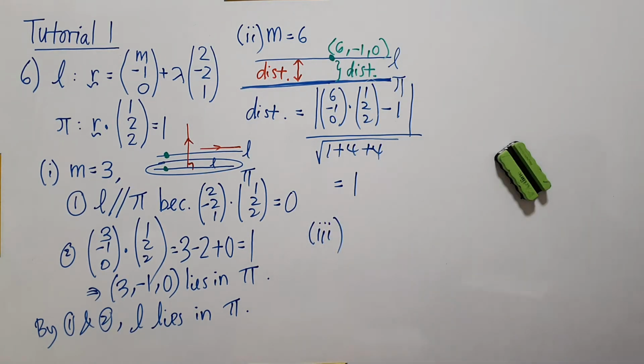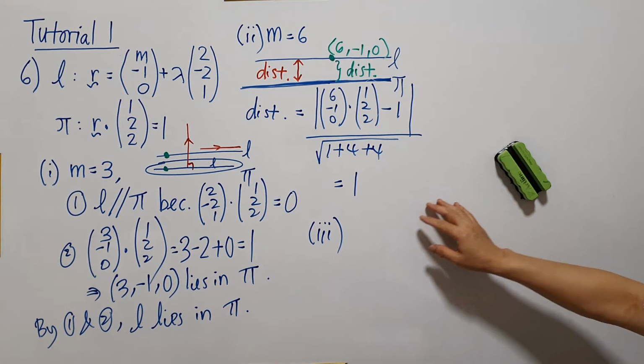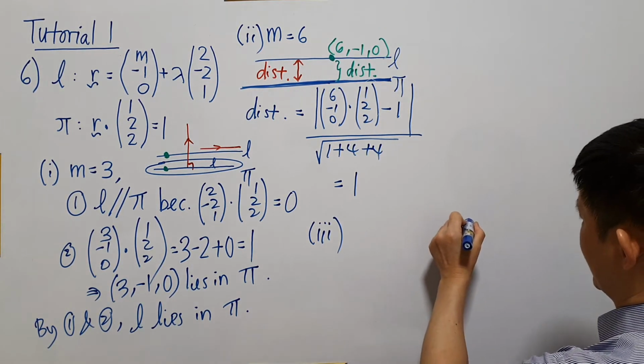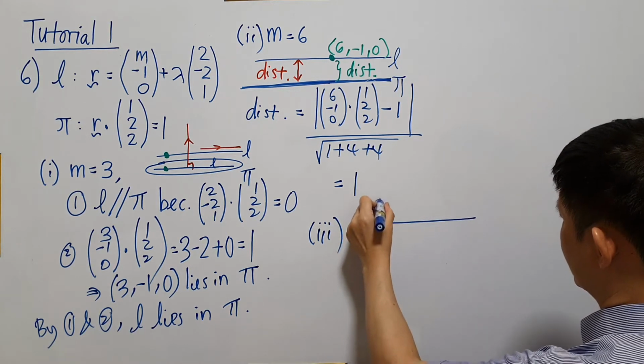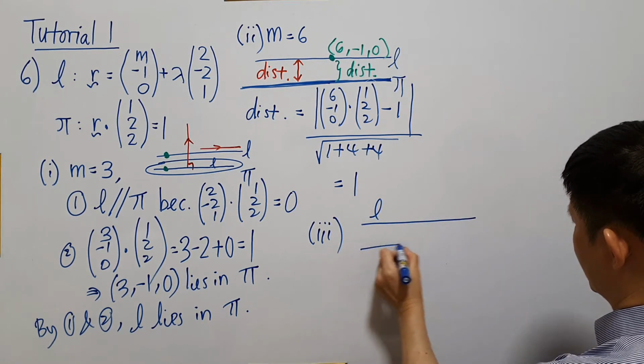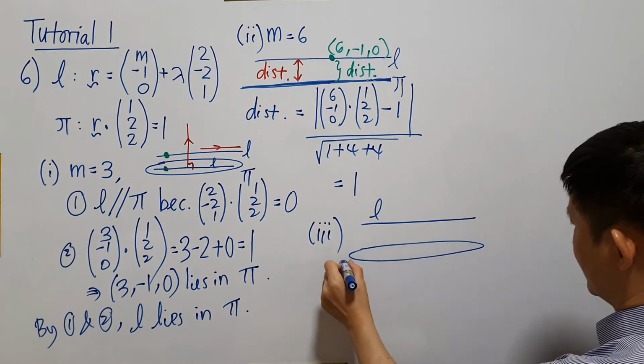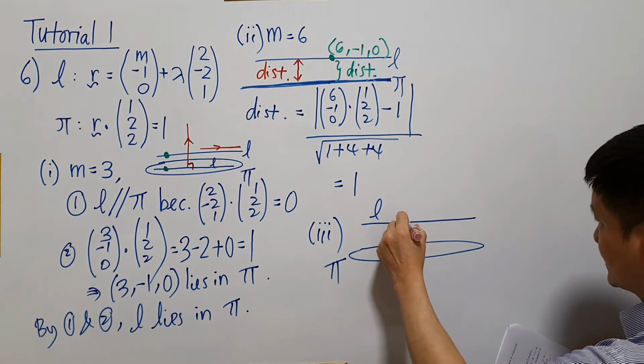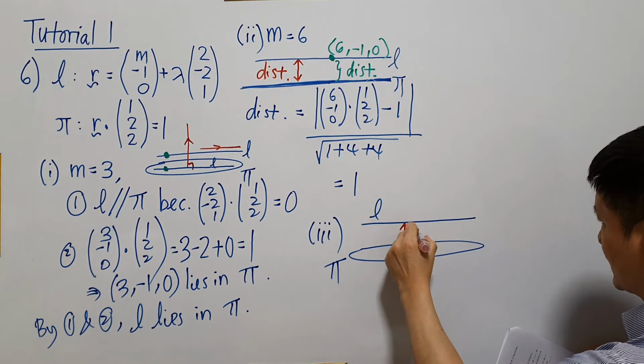In part 3, you are told that this time around you're not given a value of m, but you're told that the line L has a distance of 7 to the plane pi. So in part 3, if this is the line and this is the plane pi, obviously they are non-intersecting. Line L must be parallel to plane pi to talk about a certain distance. In this case, this distance is given to be 7.